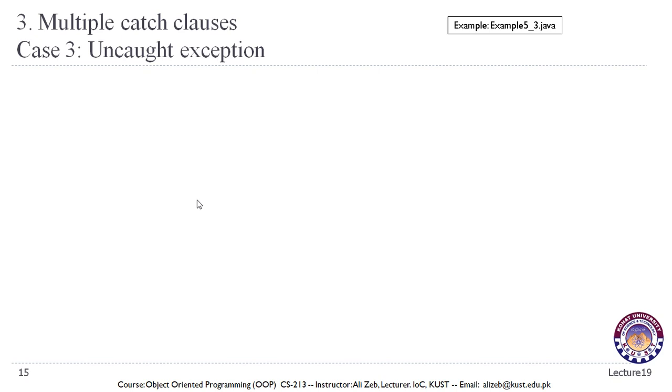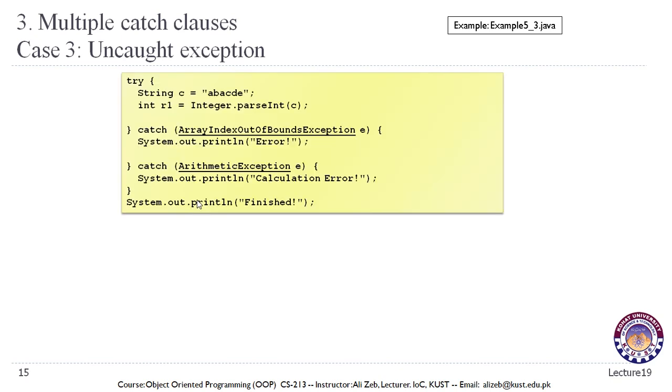In the third case, if there is an uncaught exception, for example, we have this program again where we are trying to convert a string value to an integer value, and we are trying to handle this exception with an array out of bounds exception class. Now the error is a different type. The error is of number format exception, as we saw in our previous slide.